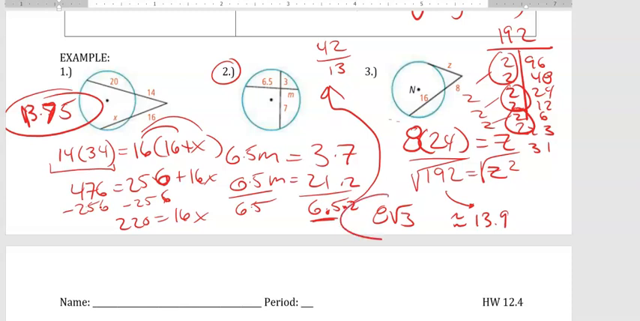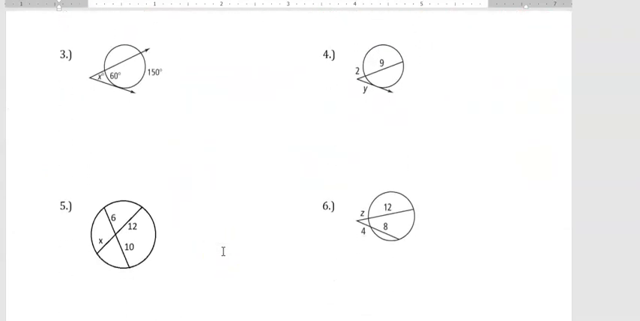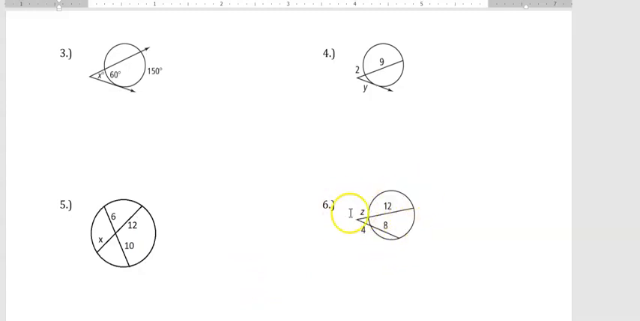Okay, anyways, let's go ahead and wrap this up so you can get started. Don't forget, number 6, you're going to end up having to use the quadratic formula because it's going to be z times z plus 12. And you're going to do the quad formula, and it's going to be ugly. You're just going to have to deal with it, and it's going to end up being a decimal at the end.